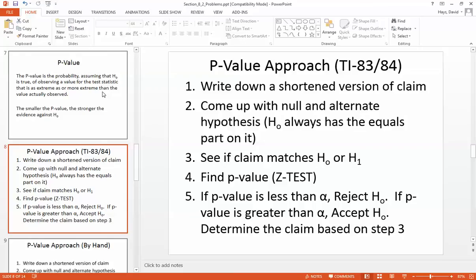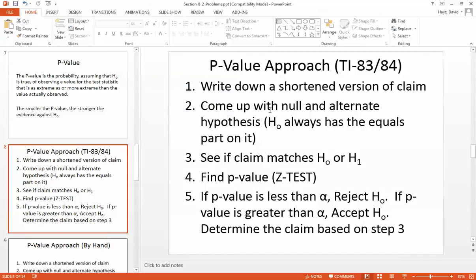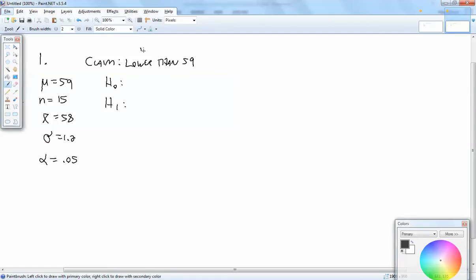P-value approach using TI-83, TI-84. Step 1, write down a shortened version of the claim. We did that. Step 2, come up with a null and alternate hypothesis. Lower than, that's this symbol right here, less than. So this here is going to be mu is less than 59.